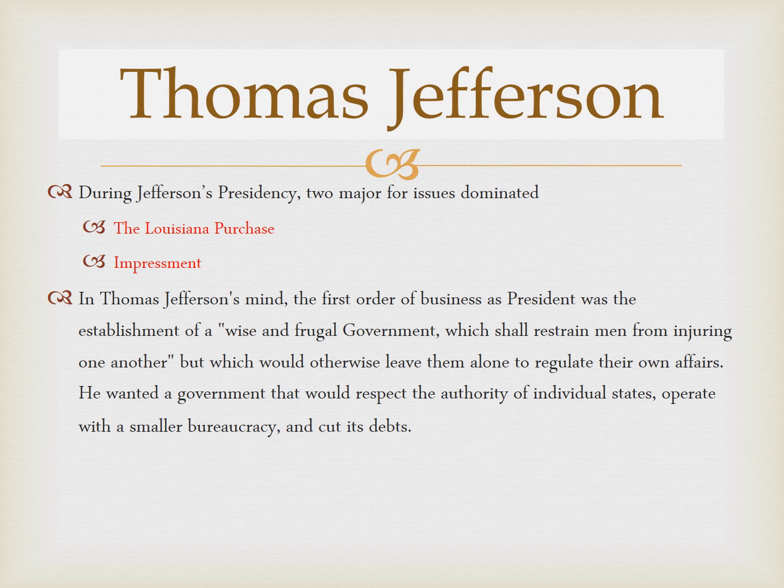All right, it says here that in Thomas Jefferson's mind, the first order of business as president was the establishment of a, quote, wise and frugal government, which shall restrain men from injuring one another, but which would otherwise leave them alone to regulate their own affairs. This, of course, is very Jeffersonian. As you might recall with the debates between Jefferson and Hamilton, Hamilton is much more in line with being intrusive in the lives of other people, right? He views the common man as incapable of running the government. Indeed, Hamilton is all about allowing the elite to govern, right? And so, Hamilton is going to try and bring about a much larger government. Well, when Jefferson comes in, he wants to restrain that government.